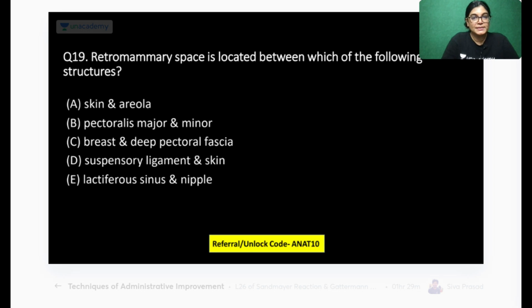Now, question number 19. Retromammary space is located between which of the following structures? Whether it is skin and areola, pectoralis major and minor muscle, the breast and the deep pectoral fascia, the suspensory ligament and the skin, or the lactiferous sinus and the nipple. So 5 options are there and you have to mark the correct answer. Question number 19, your time starts now.